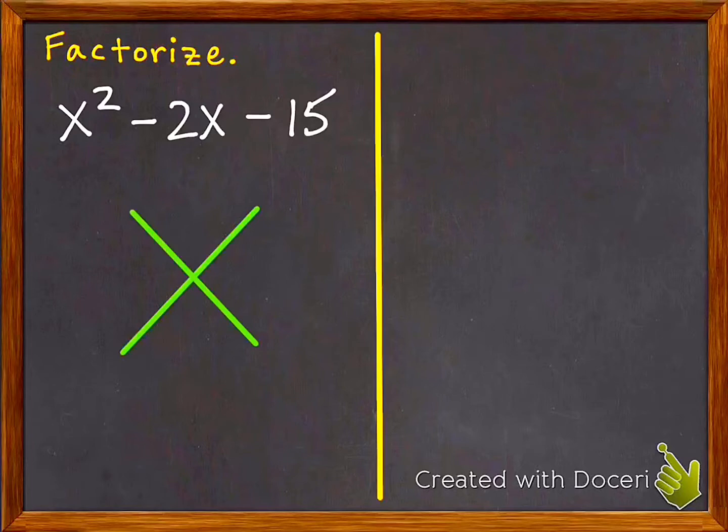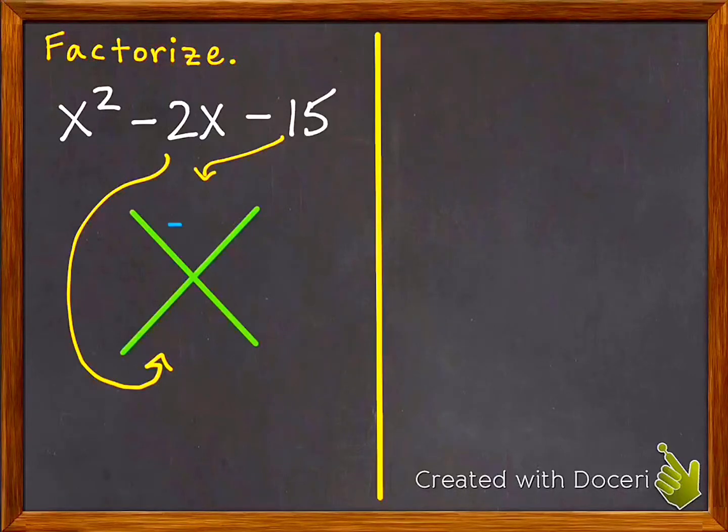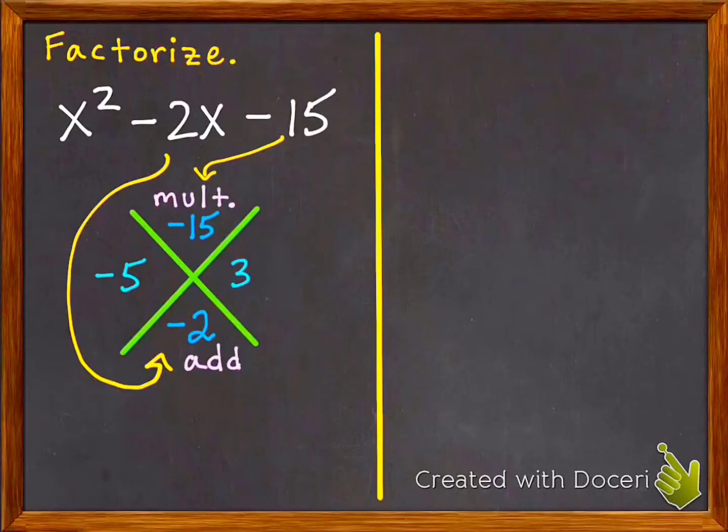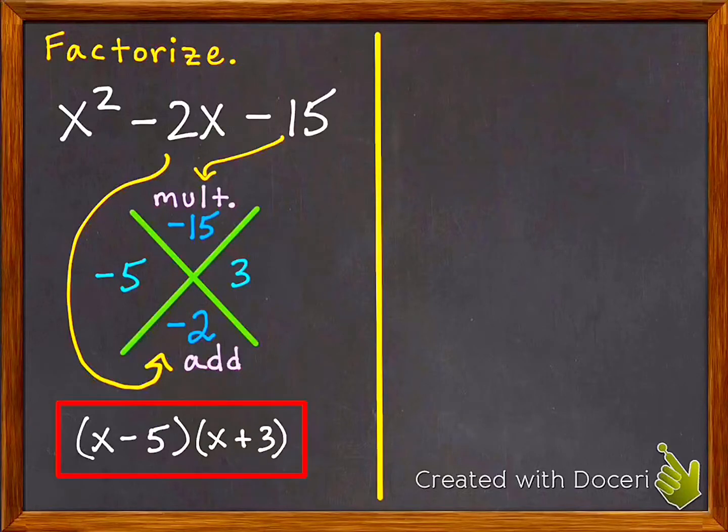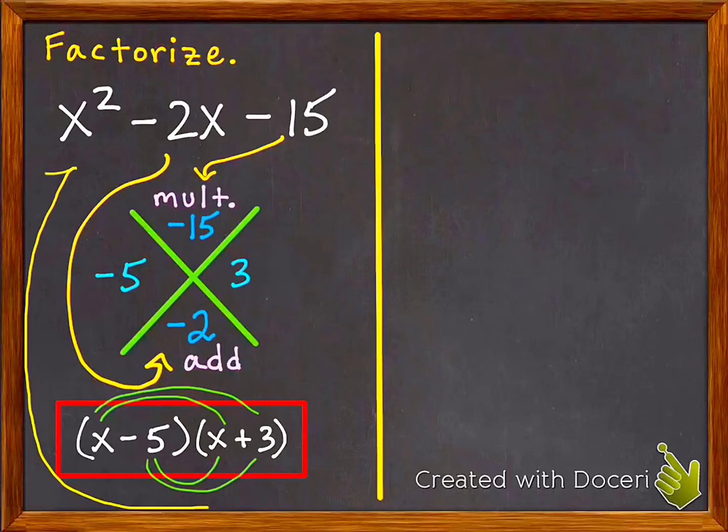If I ask you to factorize this, you'll probably draw the magic X, and you'll probably put this in the top and this in the bottom. Then you've got to find two numbers that multiply to this, but they add to this. These are the two numbers. Build your factors and box in your answer. If you're a good student, you'll check your answer, get your A+ and move on.